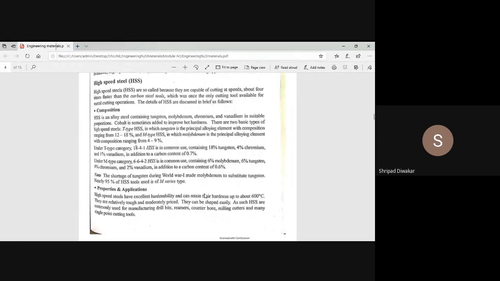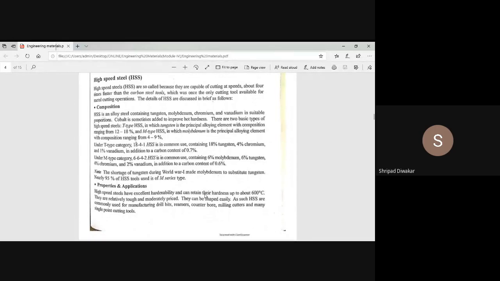There are two types. One is T type 18-4-1: 18 percent tungsten, 4 percent chromium, and 1 percent vanadium. And M type 6-6-4-2: 6 percent molybdenum, 6 percent tungsten, 4 percent chromium, and 2 percent vanadium. So if they ask for the classification of HSS, you have to give these two classifications, that is, T type HSS and M type HSS. Then how about the properties of high speed steel?